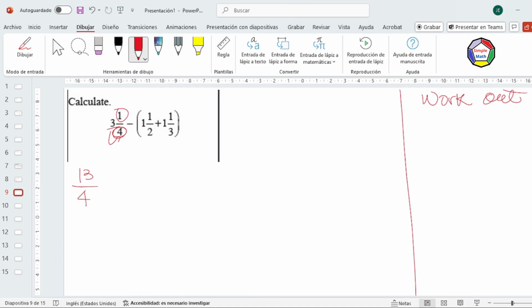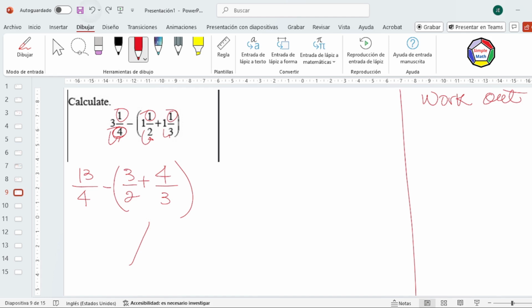Let's apply the same strategy with the next fraction. 1 times 2 is 2. 2 plus 1 is 3, and we keep the same denominator. So this is 3 over 2. Plus 1 times 3 is 3. 3 plus 1 is 4. So this is 4, and we keep the same denominator.